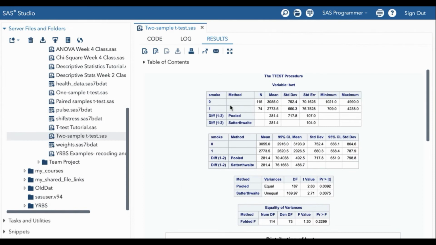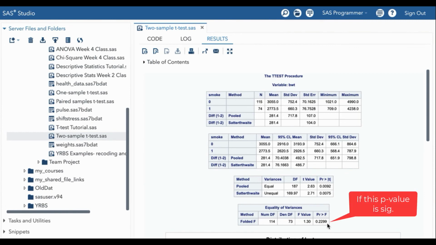So you can see that we have descriptive statistics here for the mean birth weight in both the non-smoking and smoking categories. And before we interpret the results of the test, we need to figure out which p-value to interpret. Do we want to interpret pooled or not? So we come down here to this very last table and we look at this p-value. This is for equality of variances. If this p-value is not significant, and this one is not, then we can interpret the pooled p-value assuming equal variances. So in this case, we'll interpret the 0.0092, which is significant.